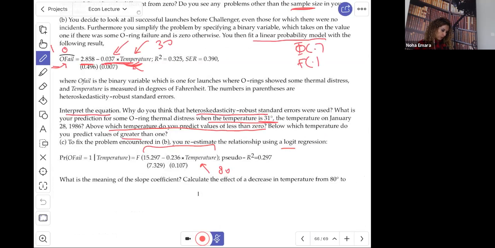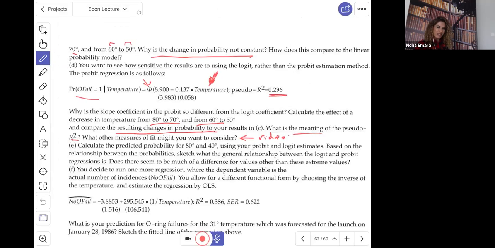Okay. You can notice that this is 29.7% explanation versus 29.6, which is almost the same, right? So when you try to choose which methodology you would use, probit or logit, based on the pseudo R square, there is no significant difference between the two. You can actually choose whatever you prefer. But if you really want to depend on the number, then you can use the logit because it has a slightly higher explanation. Okay, then next you would calculate the probability for 80 and 40 using your probit and logit estimates.